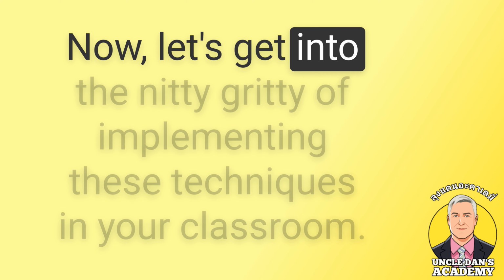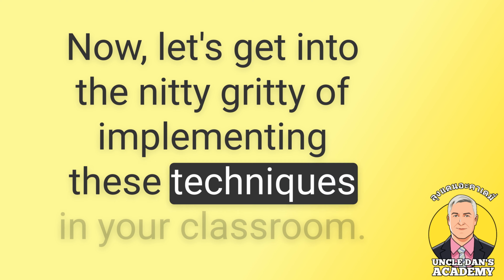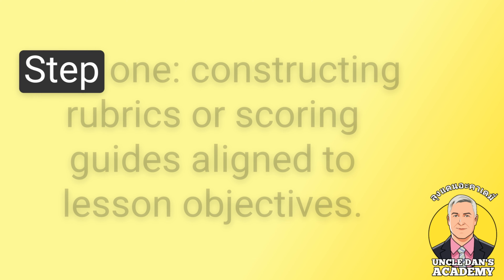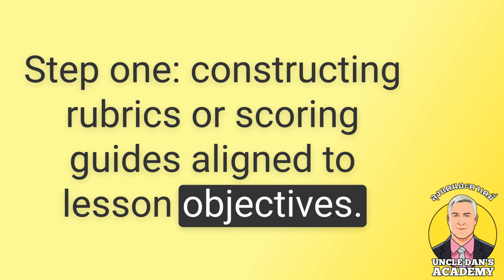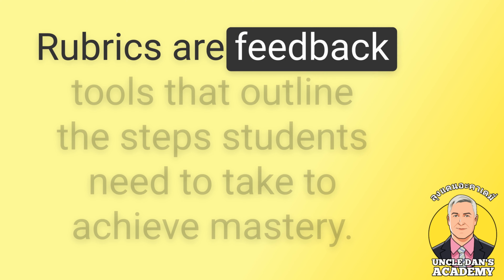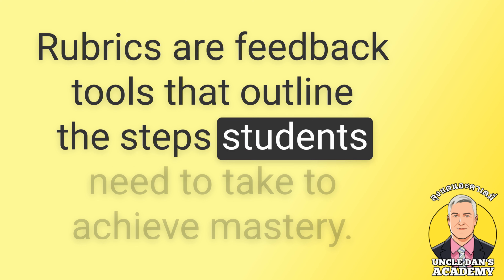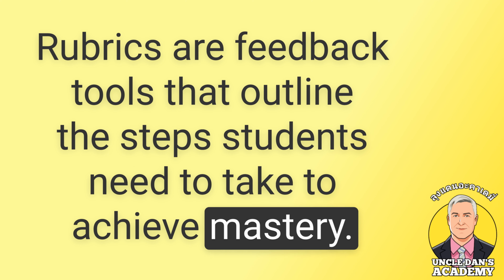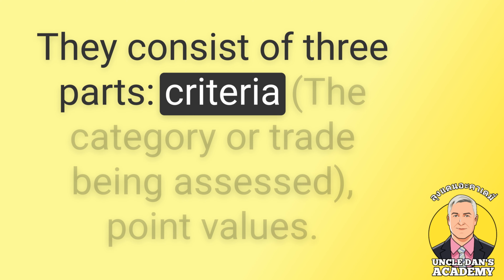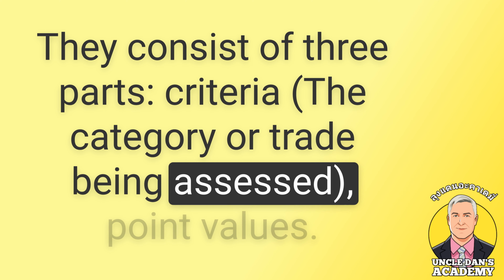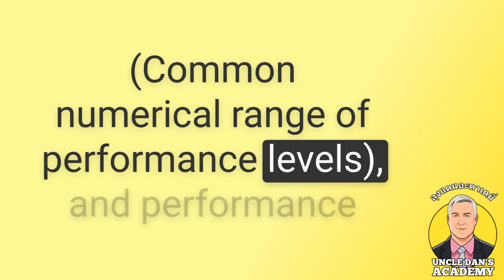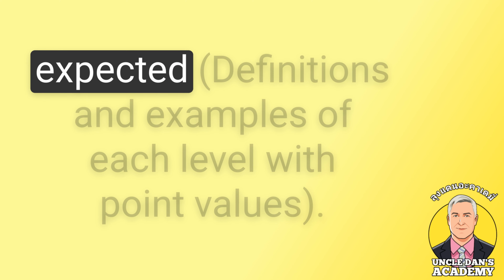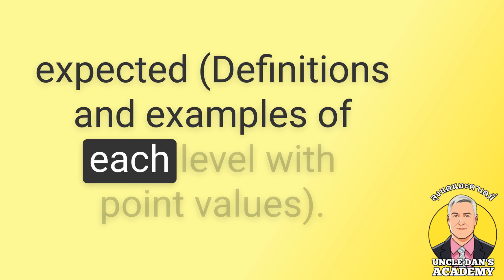Now, let's get into the nitty-gritty of implementing these techniques in your classroom. Step 1, constructing rubrics or scoring guides aligned to lesson objectives. Rubrics are feedback tools that outline the steps students need to take to achieve mastery. They consist of 3 parts: criteria, the category or trait being assessed; point values, common numerical range of performance levels; and performance expected, definitions and examples of each level with point values.